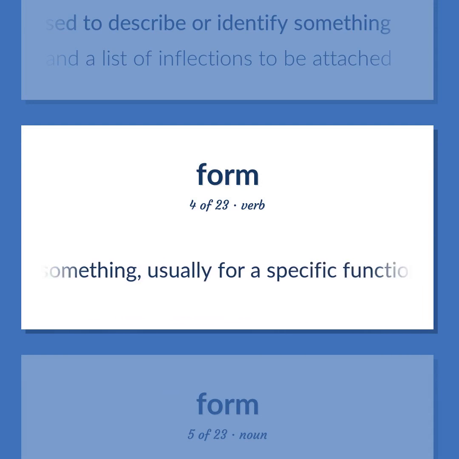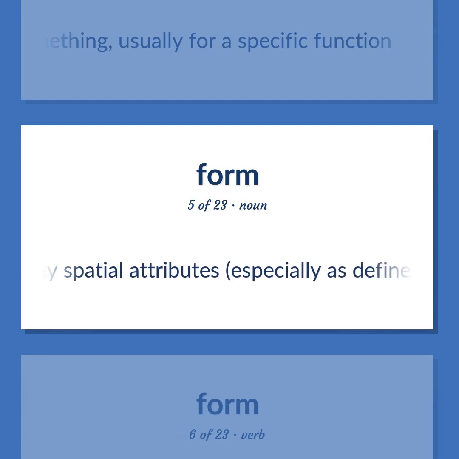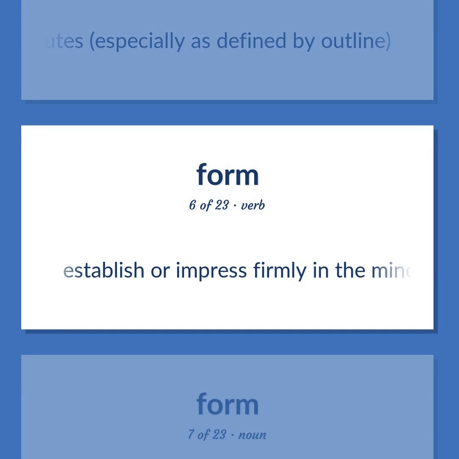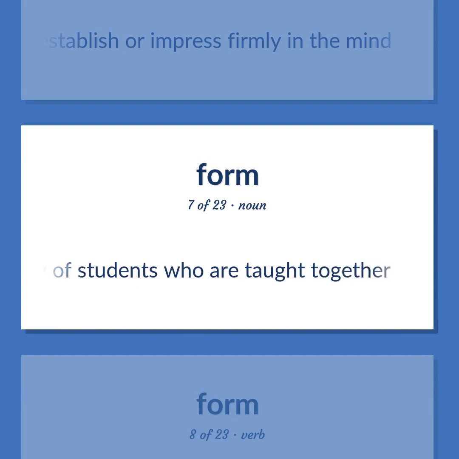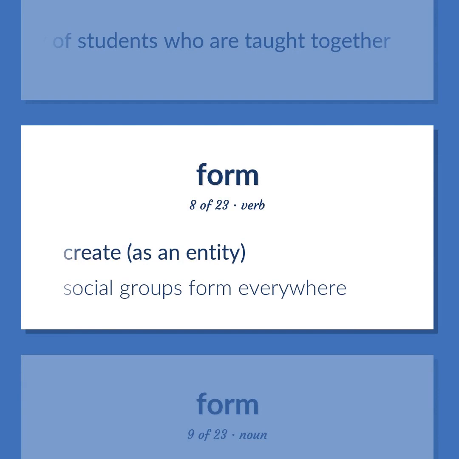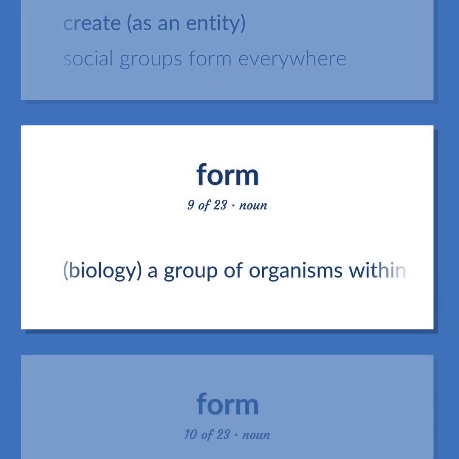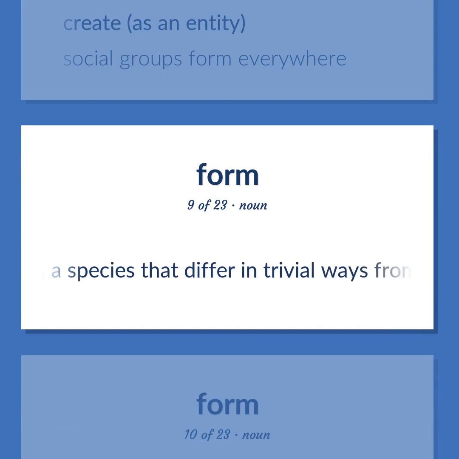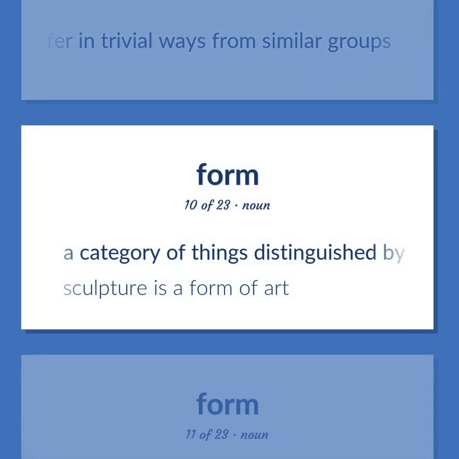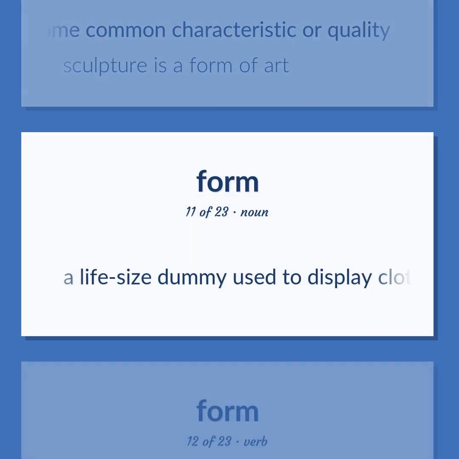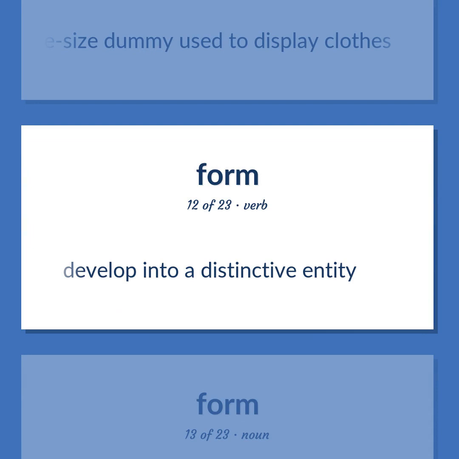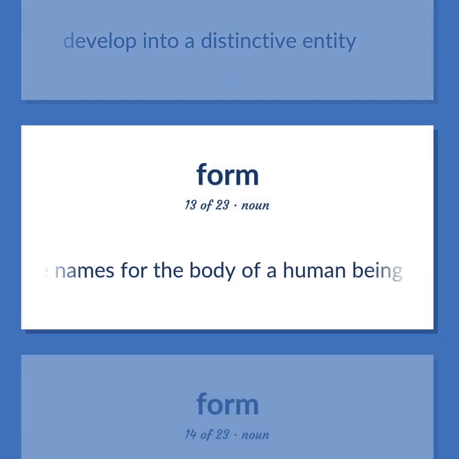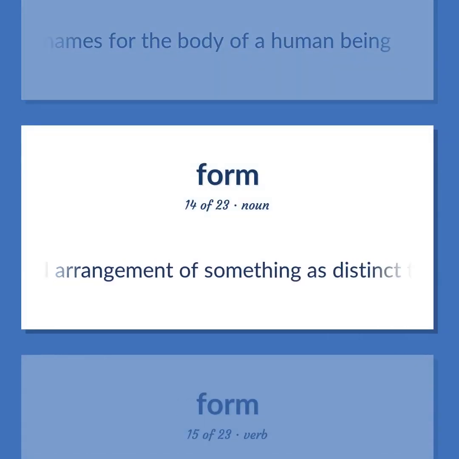Make something, usually for a specific function. Any spatial attributes, especially as defined by outline. Establish or impress firmly in the mind. A body of students who are taught together. Create, as an entity. Social groups form everywhere. Biology. A group of organisms within a species that differ in trivial ways from similar groups. A category of things distinguished by some common characteristic or quality. Sculpture is a form of art. A life-size dummy used to display clothes. Develop into a distinctive entity. Alternative names for the body of a human being. The spatial arrangement of something is distinct from its substance.